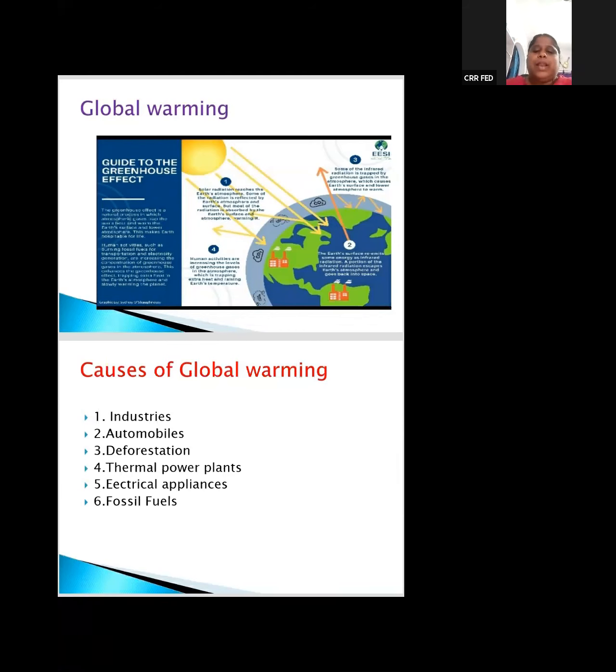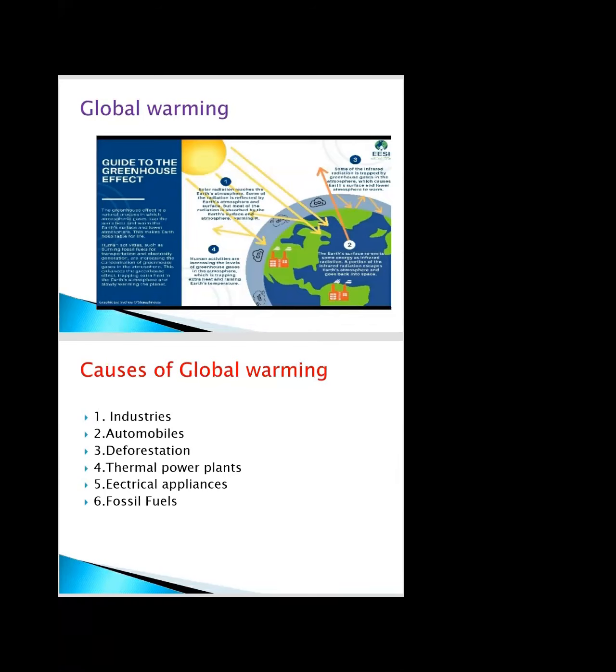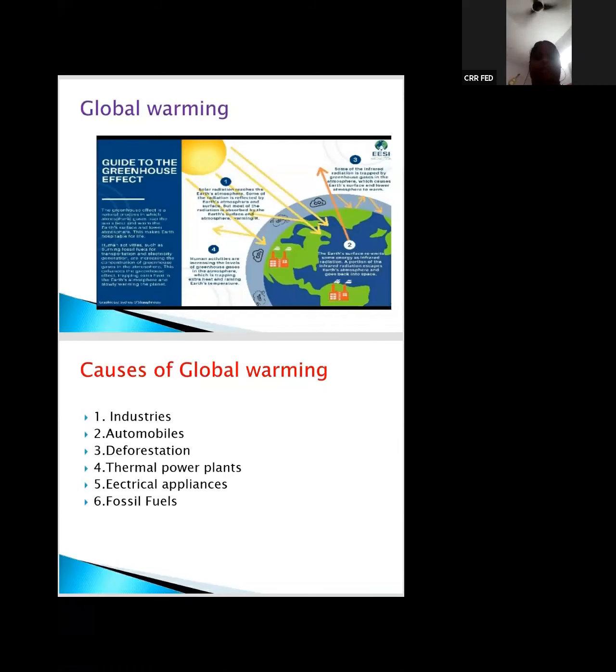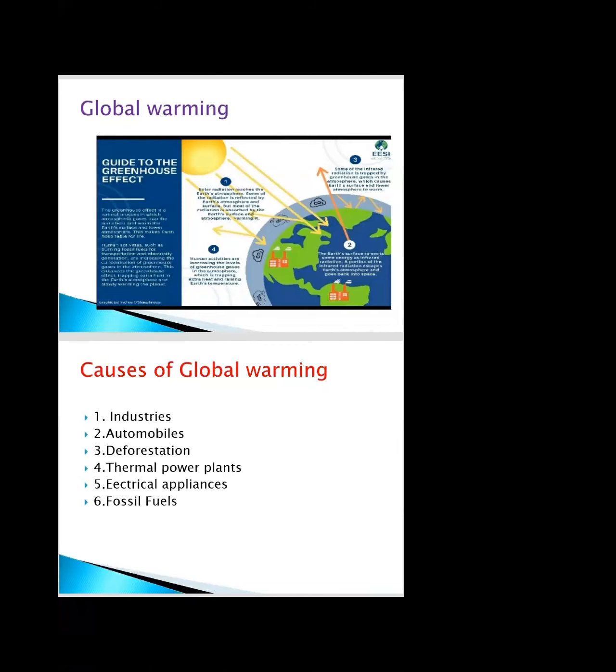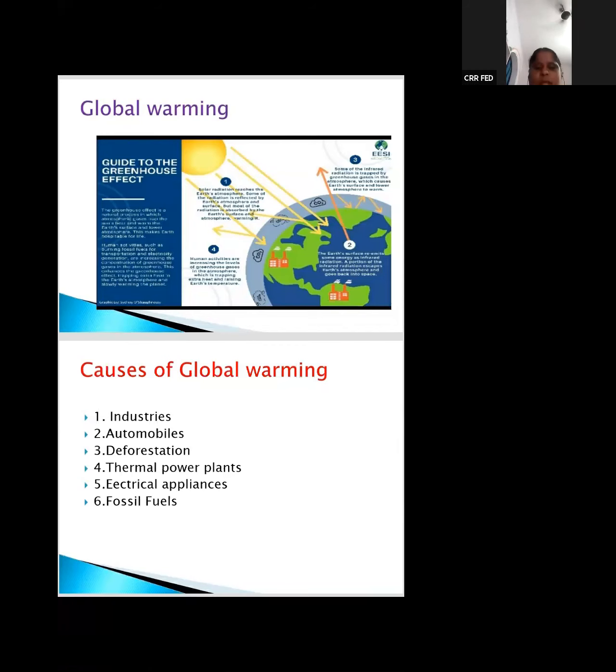So carbon dioxide is mainly playing a high role in this. Carbon dioxide concentration is increasing day by day by clearing of forest areas. And from thermal power plants, more and more sulfur dioxide is releasing into the atmosphere.